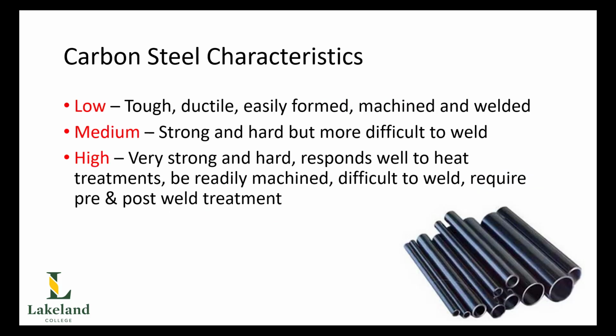Okay, so what are our general characteristics then of plain carbon steel? So first of all, our low carbon steel, or our mild steel, is tough. It's ductile, it's easily formed into a shape by either cold rolling or hot rolling, and it's also easily machined and welded. So low carbon steel, or mild steel, tends to be the one that we see more commonly in use. The next one is medium carbon steel. Now this one, of course, is going to be stronger and harder, but it becomes more difficult to weld once we go past 0.35%.